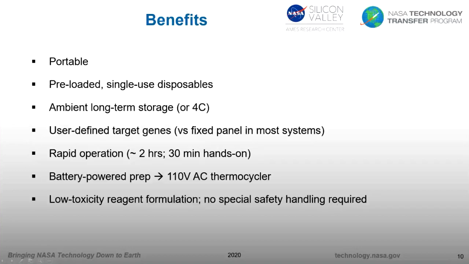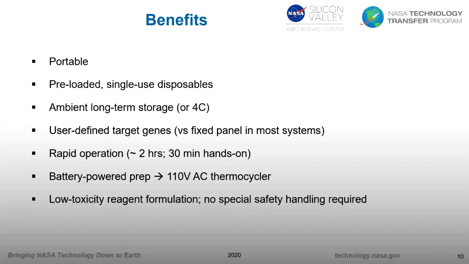So the benefits, obviously, are the size and field use, or portability, and the fact that the reagents are preloaded. I mentioned the long-term storage. One important thing is that the target genes, or the primers and probes of the chemistry, are user-defined. So those are made for whatever panel is of interest to the user. Now, most commercial products have fixed panels, just to make it economical to make a lot of them and have a panel of different target genes. But in our case, we design it for whatever ones are of interest.